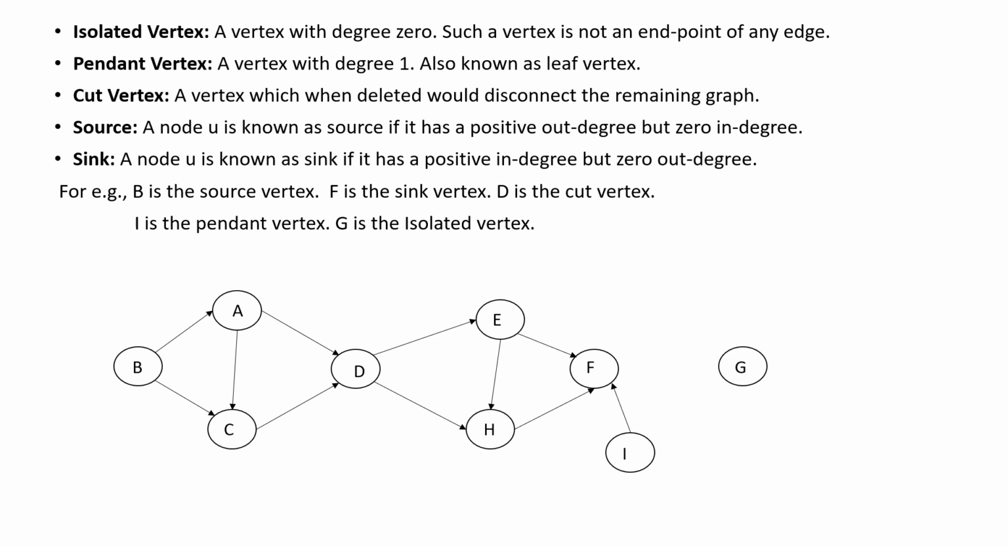Similarly, sink. A node U is known as sink if it has a positive in degree but zero out degree. It means that a node is said to be sink if it has edges terminating at that node but it doesn't have a single edge originating from that node. So in the example, we can see that F is the sink because it has three edges terminating at F, but there is not a single edge originating from F. Therefore, F is the sink.